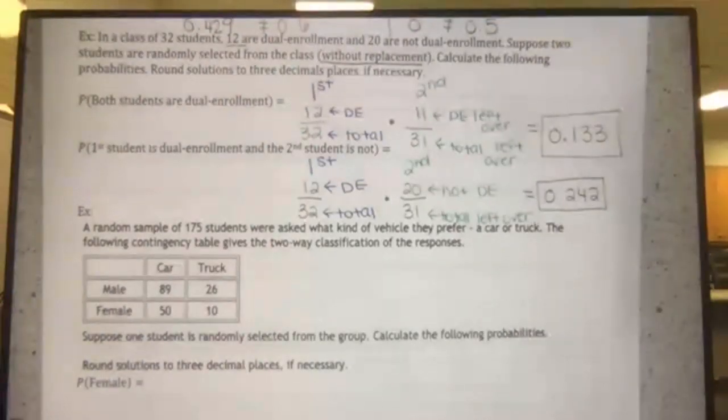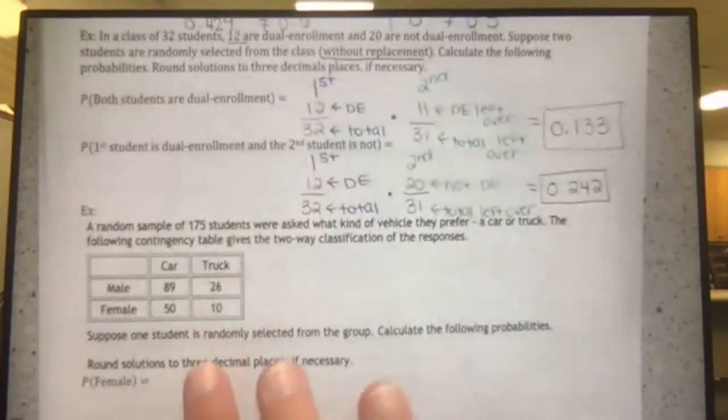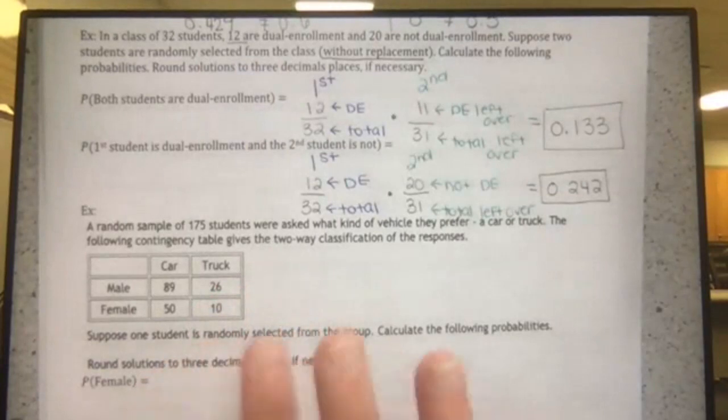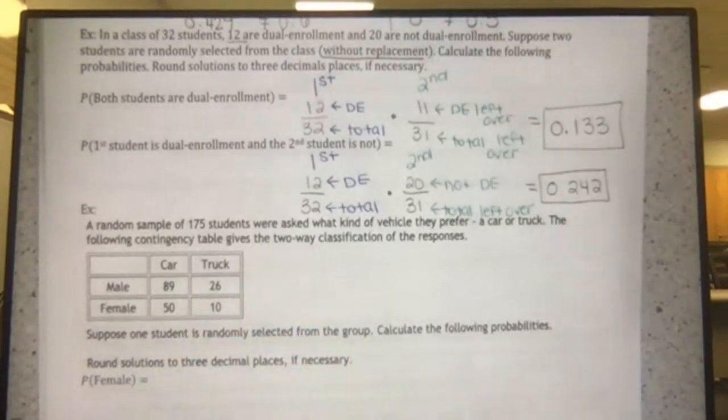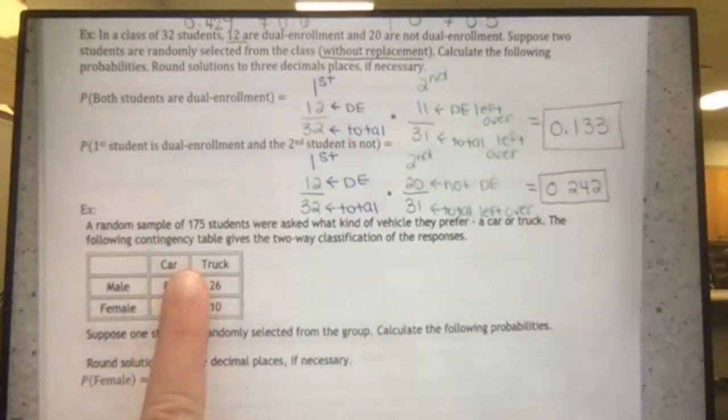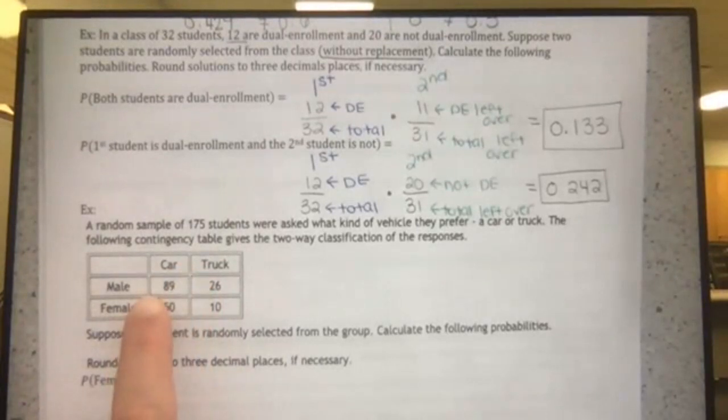So the next example says a random sample of 175 students were asked what kind of vehicle they preferred, a car or a truck. The following contingency table, which is just like, what is it called in biology? Like a Punnett square. Same thing. It's just a way of organizing our data. It gives a 2-way classification of the response. So their answers are either car or truck, and then they're asked are they male or female.